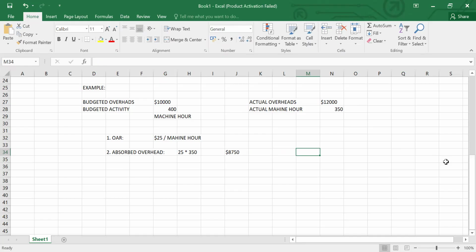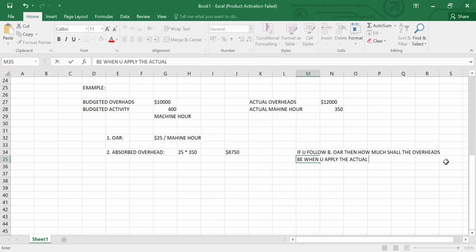Absorbed overheads simply means how much the overheads shall be if you follow your budgeted OAR when you apply the actual activity. So this means that our actual activity should have cost us only 8750. That was the absorbed overhead, but actual overheads are 12,000.